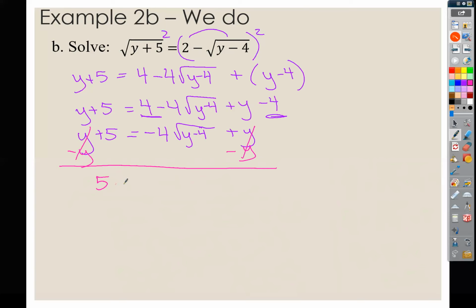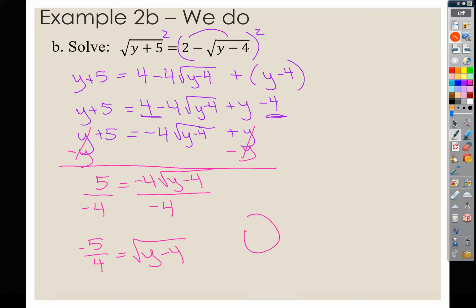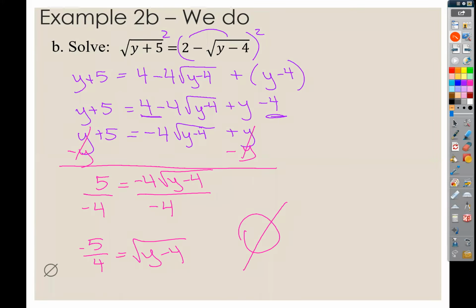So I get 5 equals negative 4 square root of y minus 4. Now to isolate that radical, I'm going to divide both sides by negative 4. When I do, I get negative 5/4 equals the square root of y minus 4. Now, if you remember, a square root can never equal a negative number. So your answer for that one, you can stop there and say it's no solution.